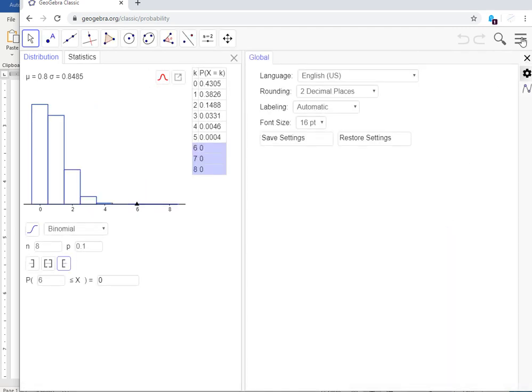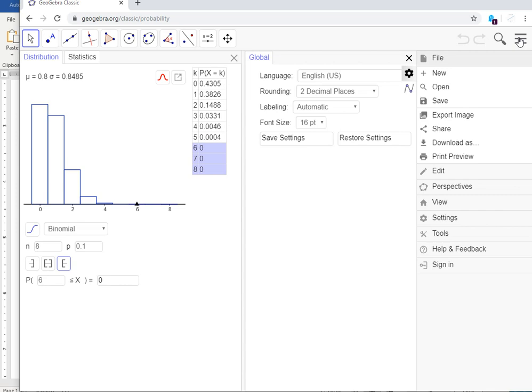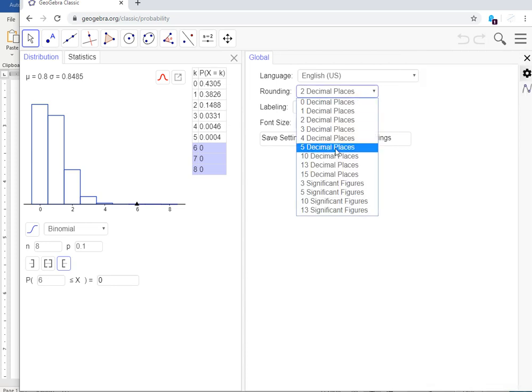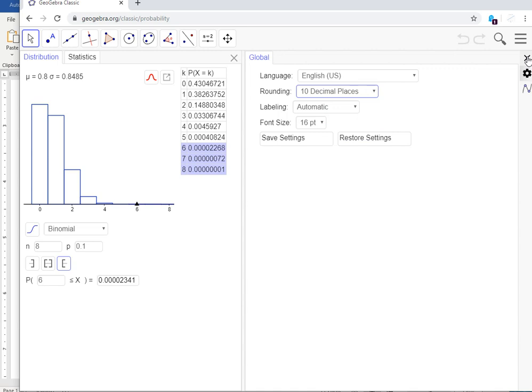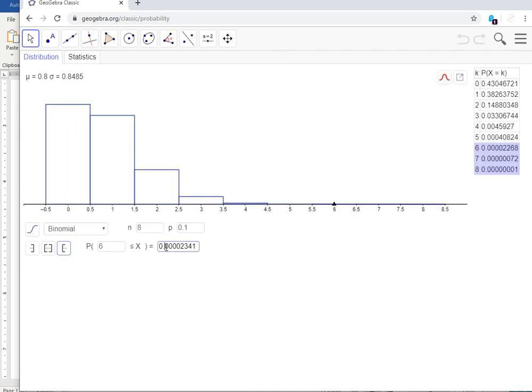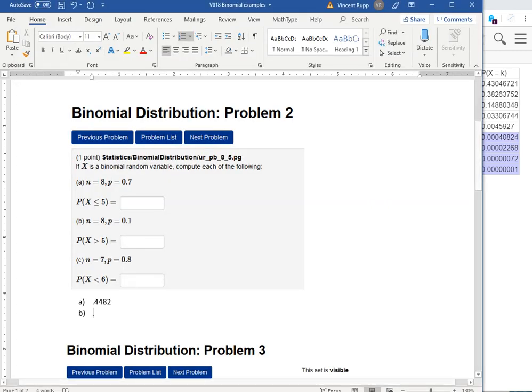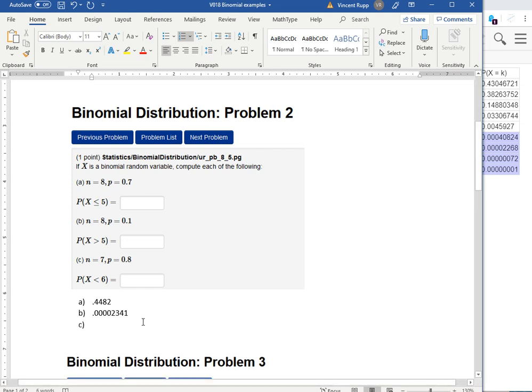So you can go up here to the settings. I clicked the 3 horizontal bars, which somehow these days means menu or settings. When I click that and go into the settings here, I can change my rounding. Let's go all the way up to 10 decimal places. That's probably overkill, but if we wanted the exact value, it'd be 0.00002341, which makes sense. If the probability of success is only 0.1, it's very unlikely to get more than 5 successes. This is one where you could probably enter 0 into WeBWorK and it wouldn't give you any hassle, but when in doubt, more decimal places as usual.